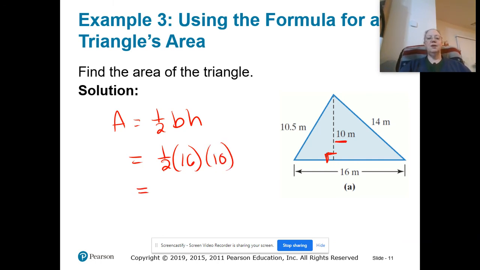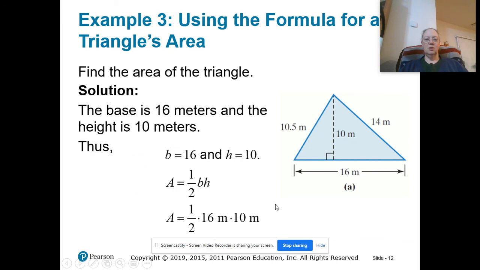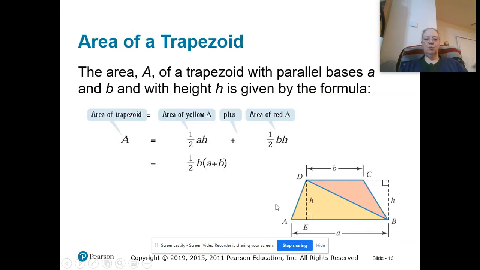You should be able to do this in your head. What's half of 16? Half of 16 is 8, and 8 times 10 is 80. And what's our unit? Meters squared because it is area. And I think that's where I wanted to stop for this video.